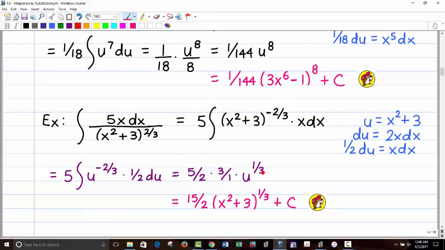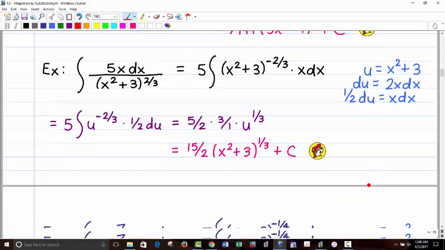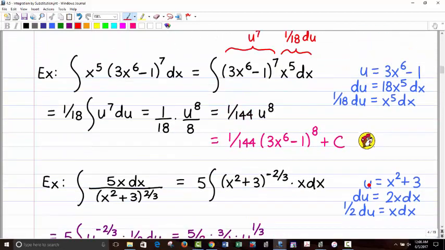Negative 2/3 plus 1 will be 1/3. Well, dividing by 1/3 is the same as multiplying by 3 over 1. So I can combine all these constants together to make 15 over 2. We have u to the 1/3, replace u with what it's defined as, x squared plus 3 to the 1/3 plus c. And Bucky approves again.